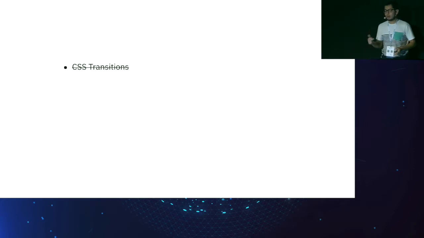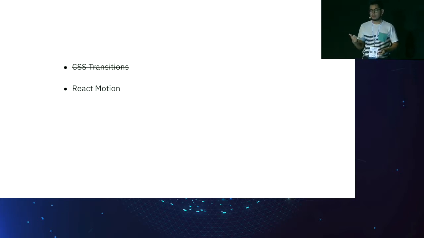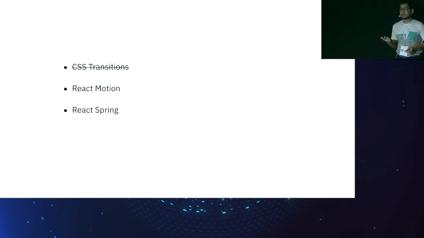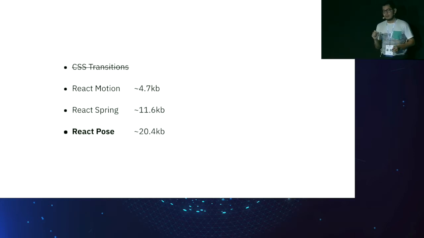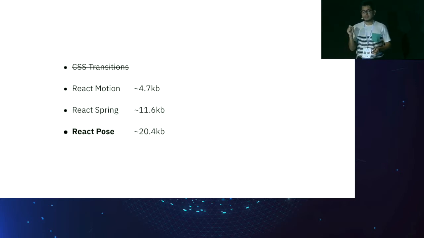We researched a couple of libraries, and we found three that we liked. First one is React Motion. The second one is React Spring, but none of them convinced us. But then we found React Pose. I have to say something against React Pose. It's almost twice the size of React Spring, and a little bit more than four times React Motion. But the benefits that we got from the library outweighed the footprint that this library had. So we decided to go with it, and I will show you why.